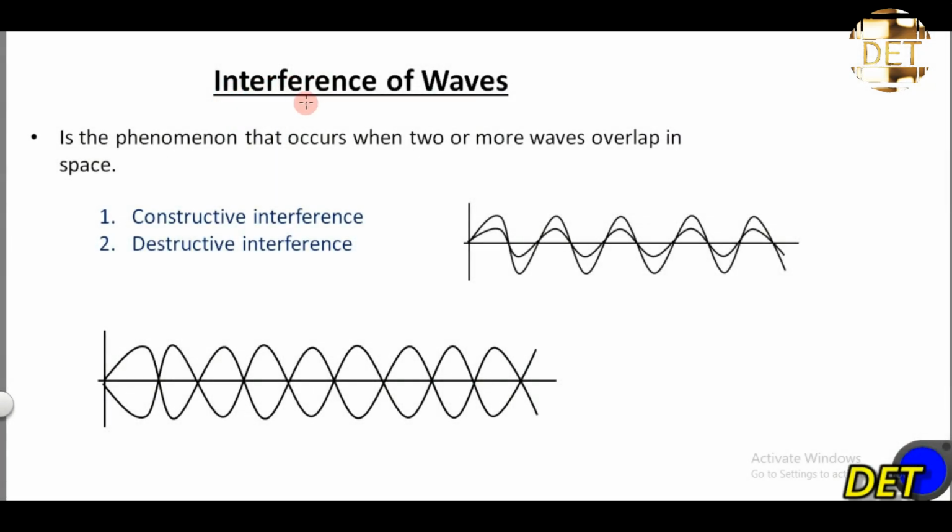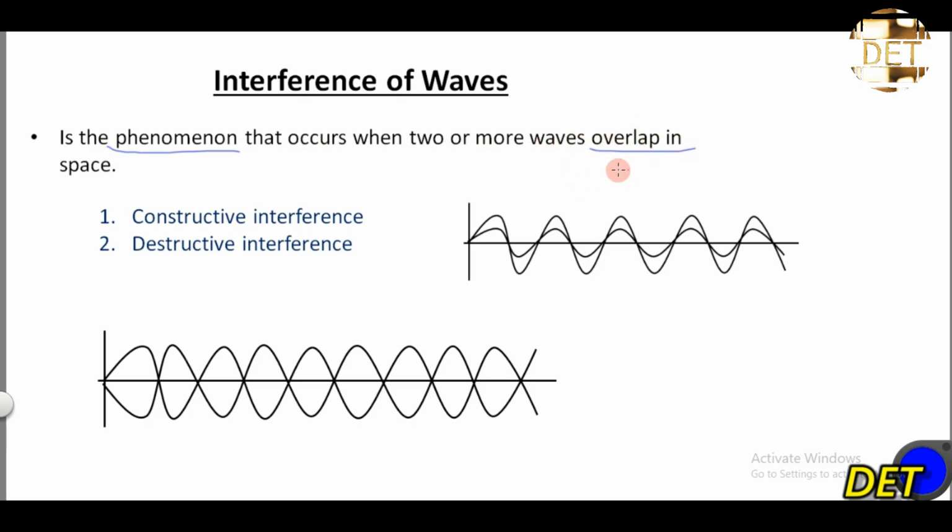In this video, we're going to look at interference of waves. So what is interference of waves? Interference is a phenomenon that occurs when two waves overlap in space. When you have two waves overlapping in space, that phenomenon is referred to as interference of waves. So interference is a phenomenon that occurs when two or more waves overlap in space.